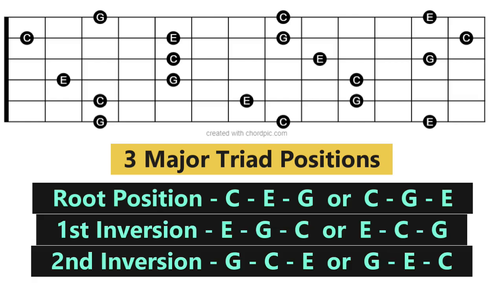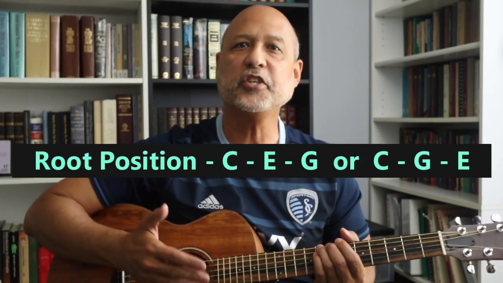And just to keep the video from being way too long, we'll try to find 1 or 2 examples of each. Okay, let's start with the root position chords. Now, starting with the 6th string, we must first find the note C, and it's on the 8th fret. Now, all we have to do is find different forms that have either C, E, G or C, G, E.